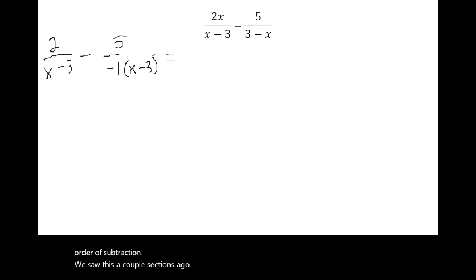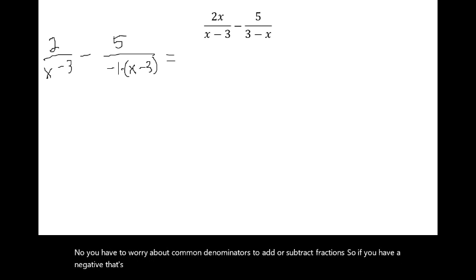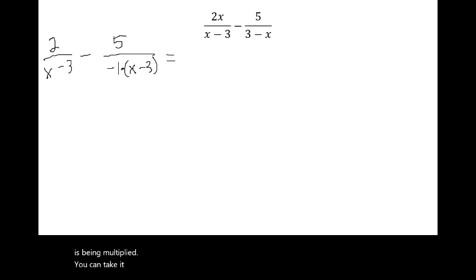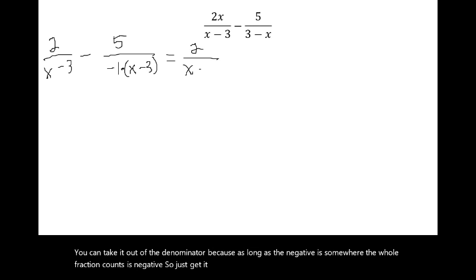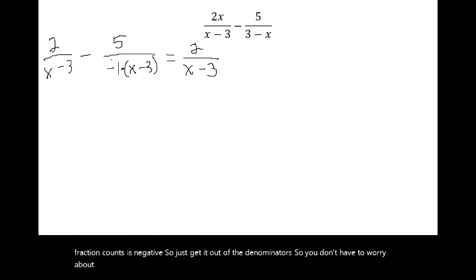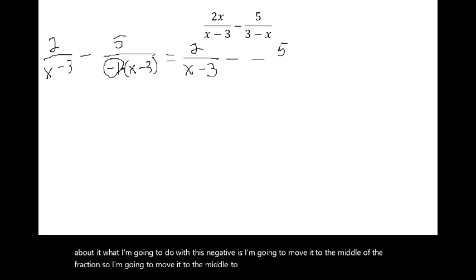Now, you have to worry about common denominators to add or subtract fractions. So if you have a negative that's being multiplied in the denominator, again, this only works when the negative is being multiplied, you can take it out of the denominator, because as long as the negative is somewhere, the whole fraction counts as negative. So just get it out of the denominator so you don't have to worry about it. What I'm going to do with this negative is I'm going to move it to the middle of the fraction. So I'm going to move it to the middle to give us -5 over x minus 3.